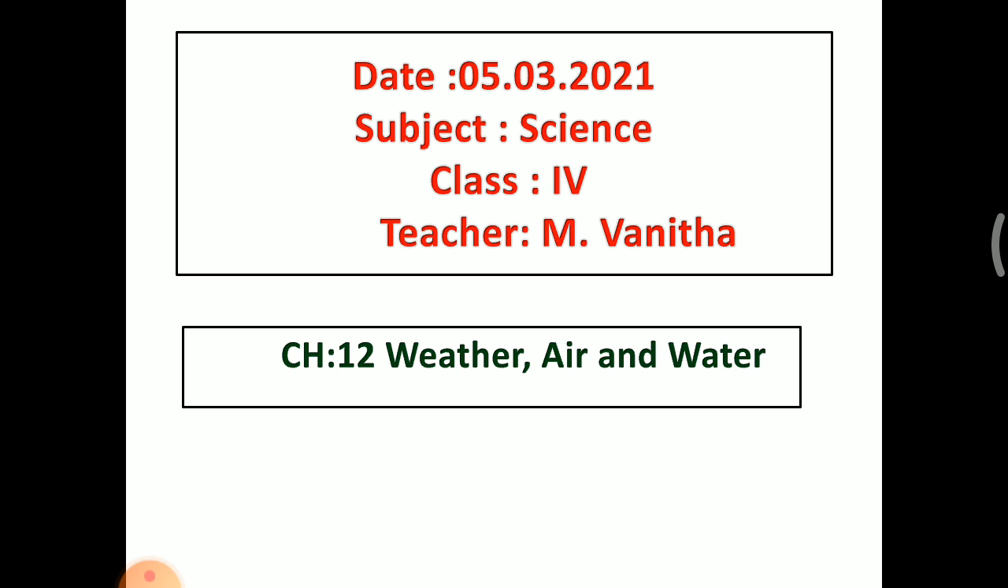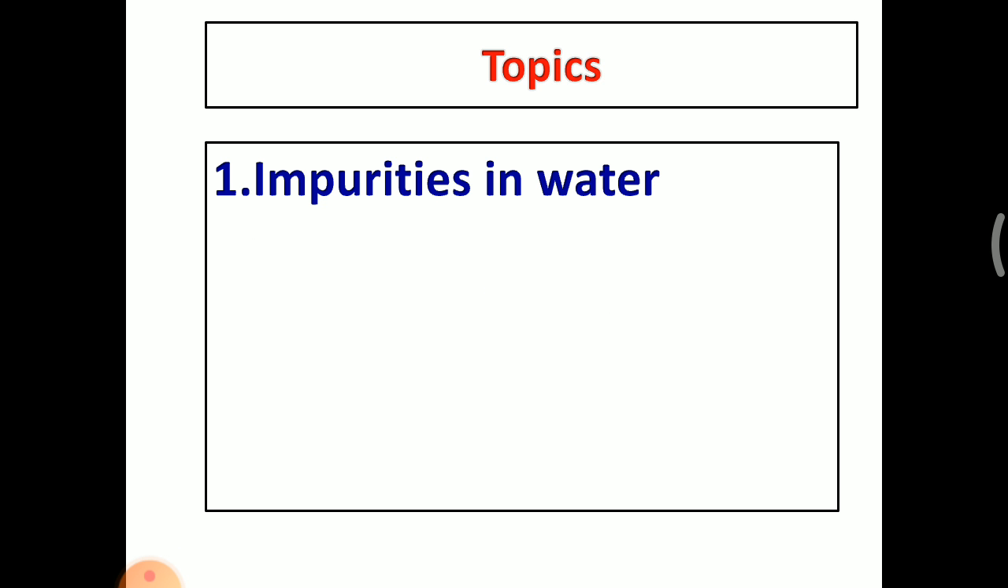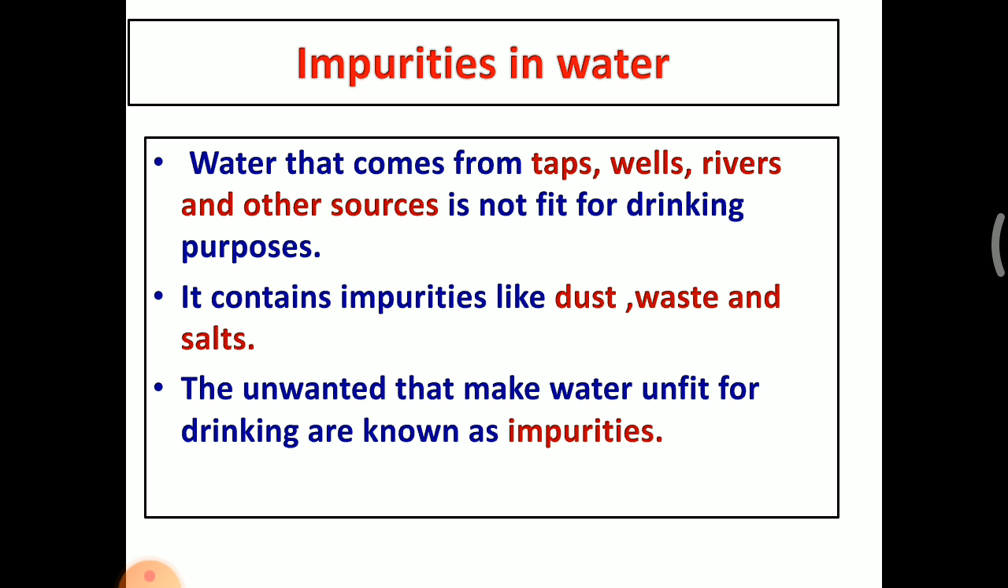Today we are going to see the subject Science, Class 4, Chapter number 12, Weather, Air and Water. Topic: Impurities in Water. The first one, impurities in water.